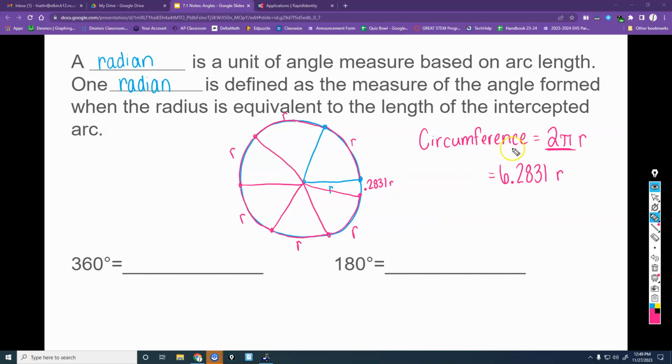Whenever we're dealing with radians, most of the time we do not use the decimals. It is correct to use the decimals, but we most of the time do not see those written with decimals. They are usually written with the pi still in the answer. So 360 degrees equals 2 pi radians.